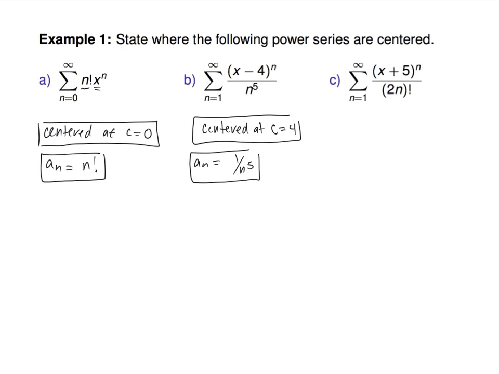So it's kind of like you have the x part and then you have the other part of it, right? Where's this one centered? Negative 5. And then the a sub n thing is 1 over 2n factorial.